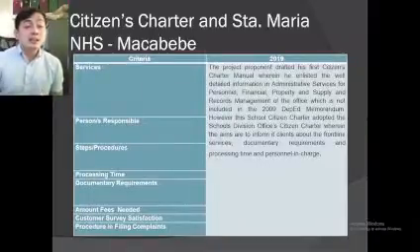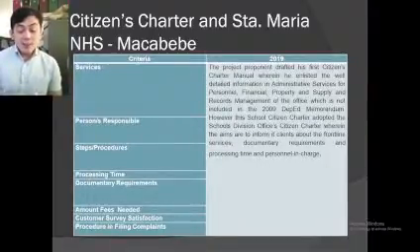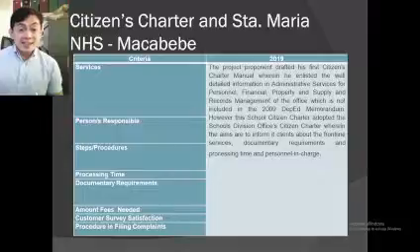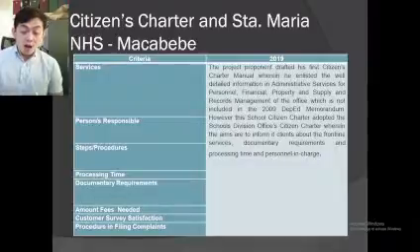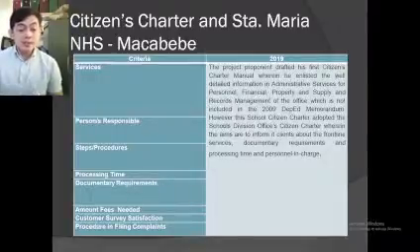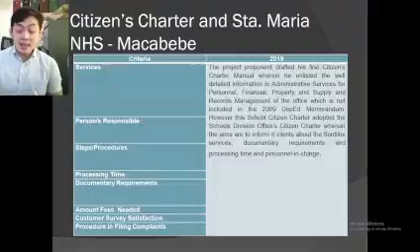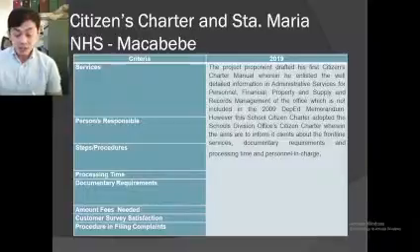Now, in 2019, the project proponent, which is me, drafted the first Citizens Charter Manual, wherein he enlisted the detailed information in the administrative service for personnel, financial, property and supply, and records management of the office, which is not included in the 2009 DepEd Memorandum. However, the School Citizens Charter adopted the Schools Division Office Citizens Charter, wherein the aims are to inform its clients about the frontline services, documentary requirements, processing time, and personnel in charge.